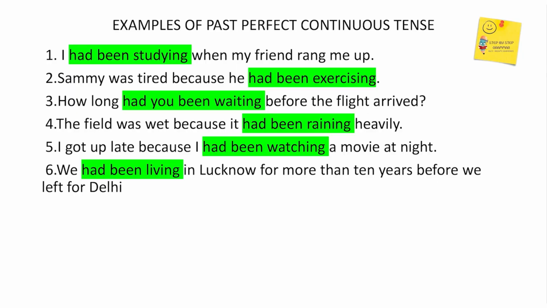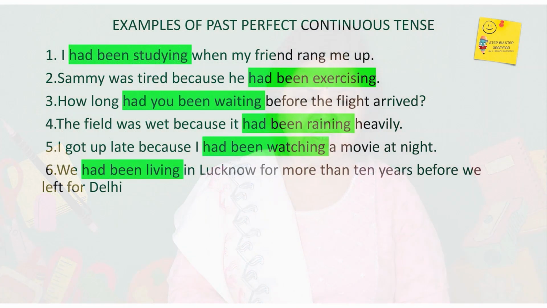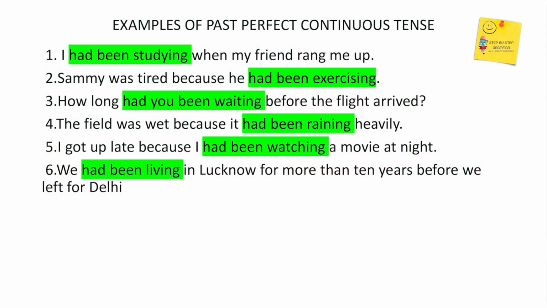So let's look at a few examples to make this concept absolutely clear. I had been studying when my friend rang up. So what did we say? I'm discussing the ongoing action, that I had been studying when my friend rang up. And so the others also: the field was wet because it had been raining heavily. So everywhere you can see the green highlighted portion indicates the past perfect continuous tense.